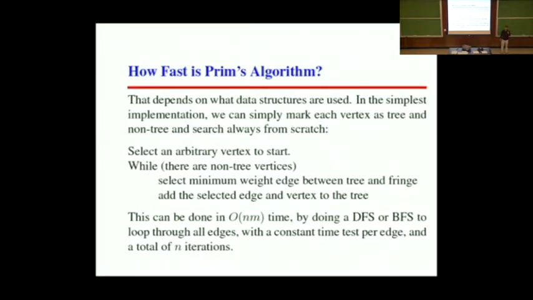How do we find the minimum with the property that it spans one vertex in the tree and one vertex outside the tree? How can we do that test quickly? Yeah?